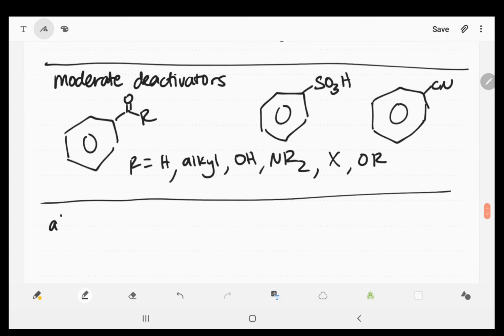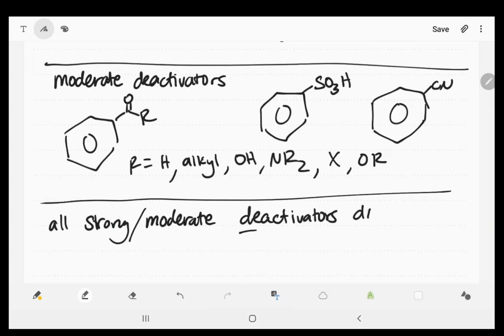Important to note that all strong or moderate deactivators direct it to the meta position. Now you've probably noticed that I didn't say all deactivators do this. All strong and moderate ones do. But we haven't mentioned weak deactivators yet, have we? And we're going to see that weak deactivators actually direct to ortho-para.